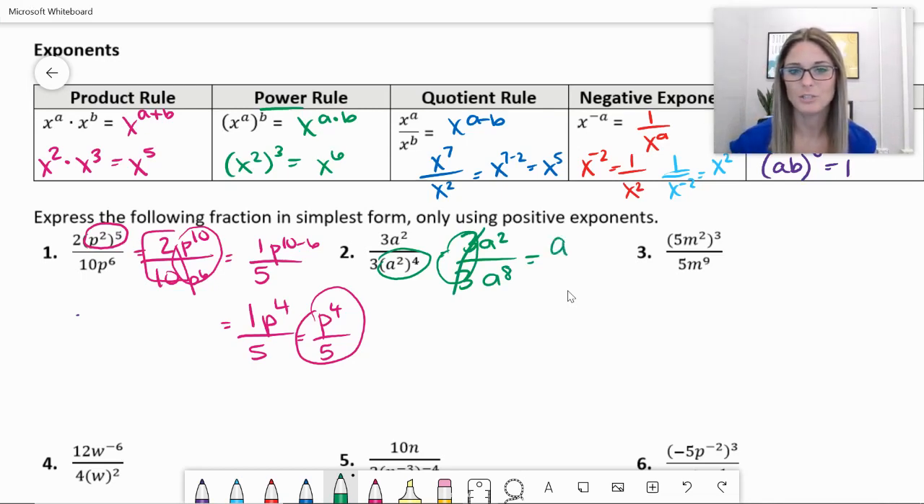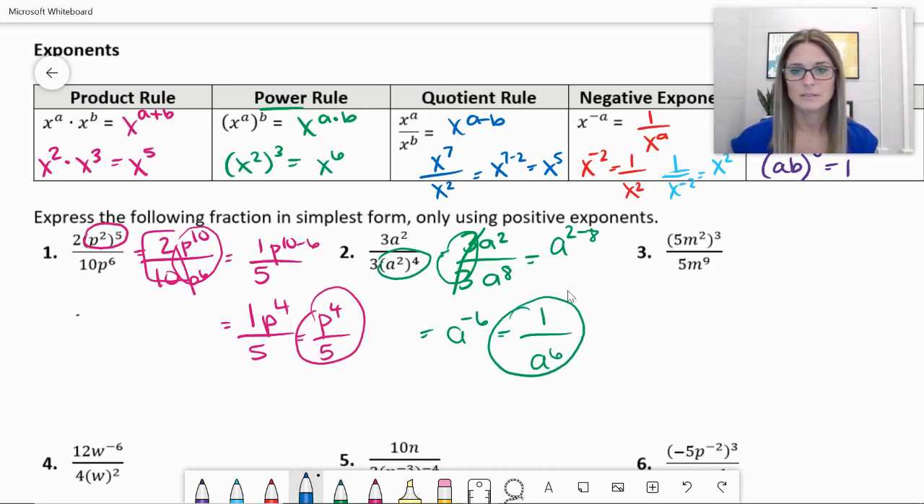So I'm going to use that quotient rule. We're going to have a to the 2 minus 8. That's going to give me a to the what? Negative 6. Wait. You can't have negative exponents, right? So if you have a negative, you've got to move it down into the denominator, use a 1 as a placeholder for your numerator. And there we have it, 1 over a to the 6th.